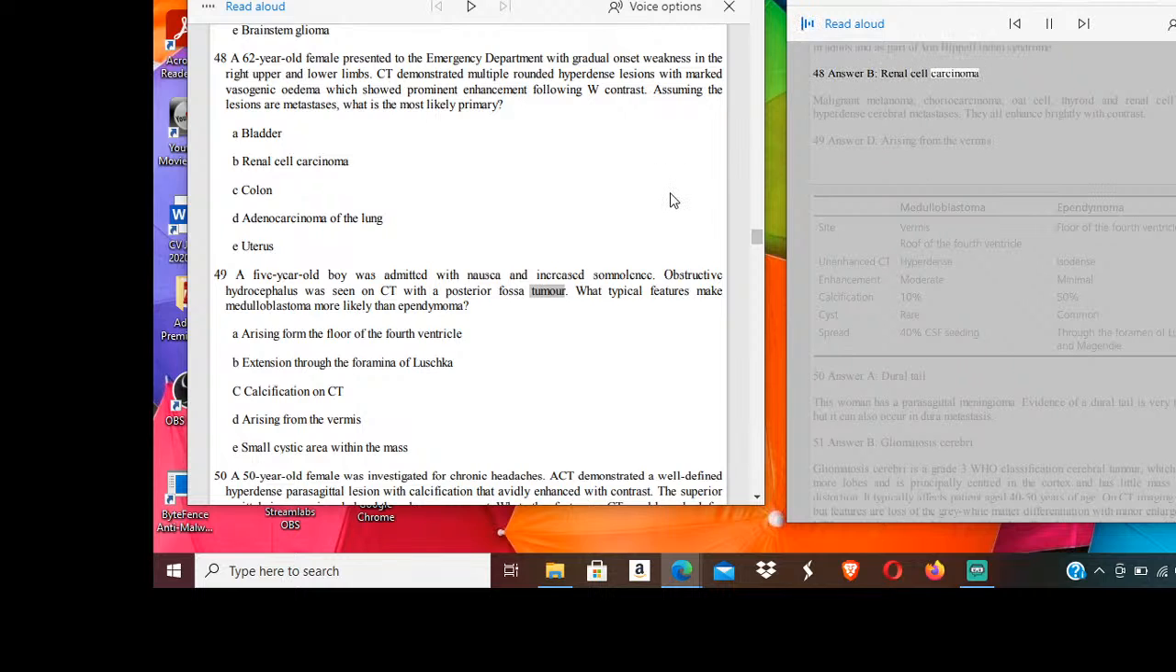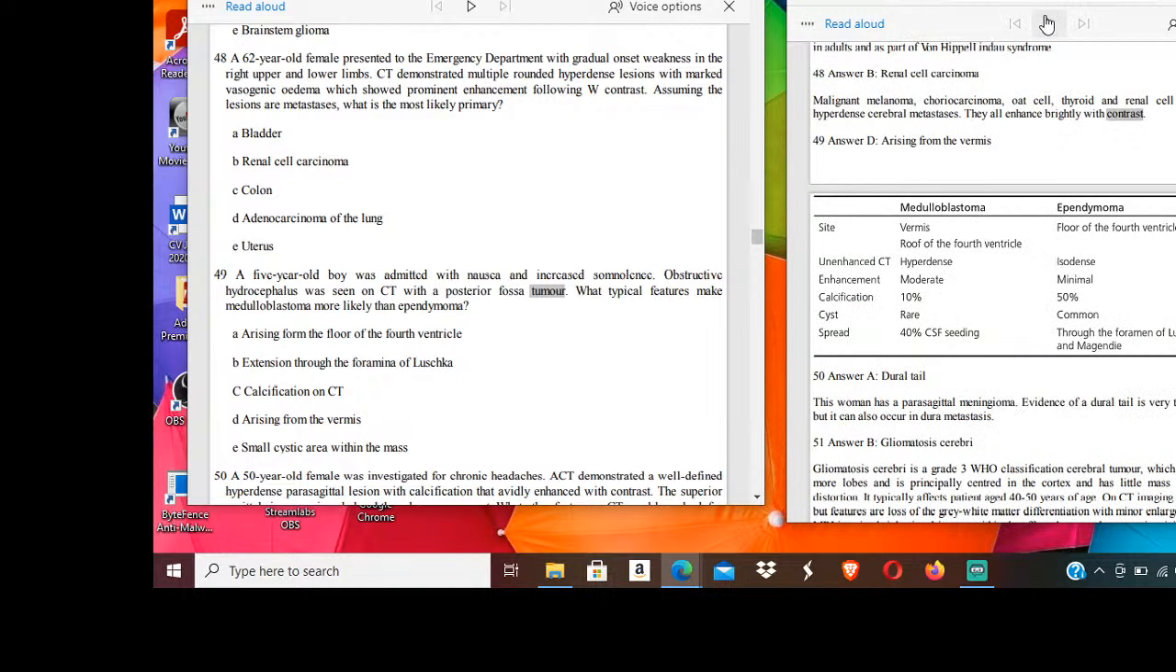48. Answer B. Renal cell carcinoma. Malignant melanoma, choriocarcinoma, oat cell, thyroid and renal cell carcinoma all cause hyperdense cerebral metastases. They all enhance brightly with contrast.